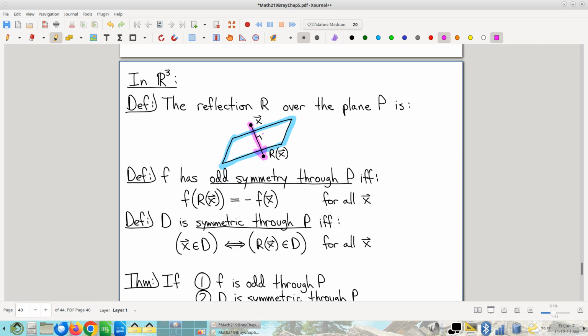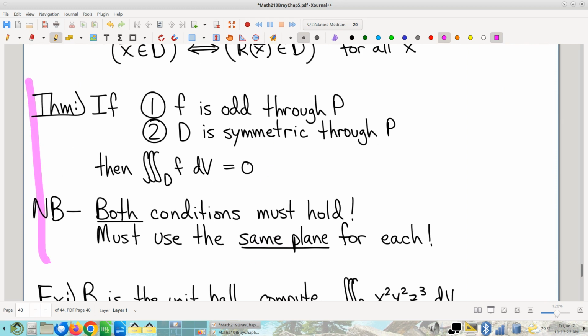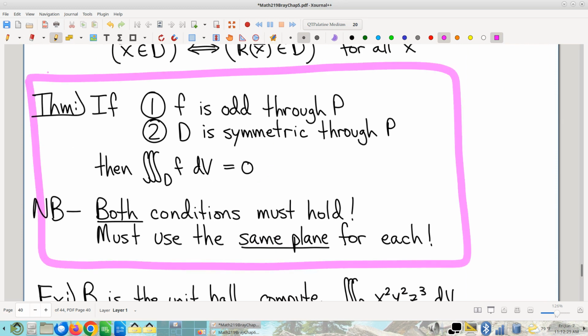Okay. So we get equivalent ideas of oddness and domain symmetry. We get a practically indistinguishable result. Compare this theorem with the one that I wrote down for double integrals. I'd laid out on the page exactly the same. It's almost indistinguishable. Really, the only difference is that these are planes instead of lines, and that this is a triple integral instead of a double integral. It's exactly the same otherwise. Okay, so let's use this idea.